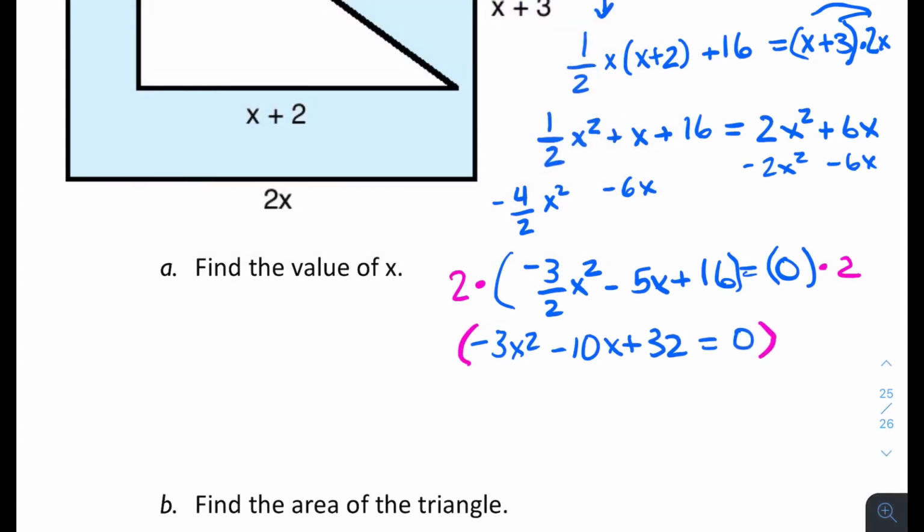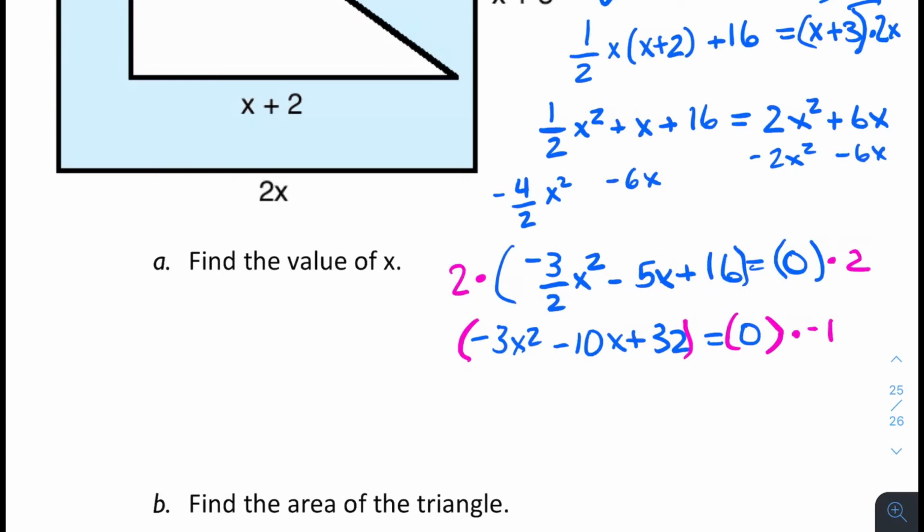And then I, again, don't really love to factor when it's got a negative, so I'm going to also multiply both sides by -1, which will switch all of my signs and give me a positive 3x squared, a positive 10x, and a negative 32. Since we already had 0 on the right-hand side, multiplying it by 2 and -1 isn't going to change it.